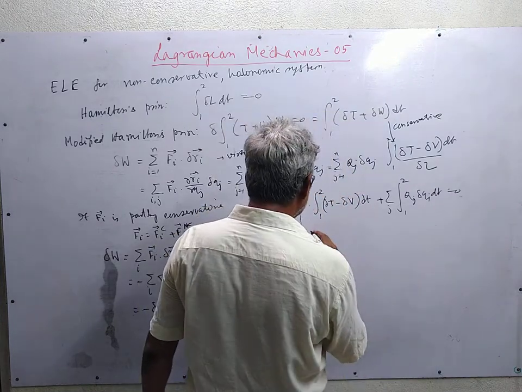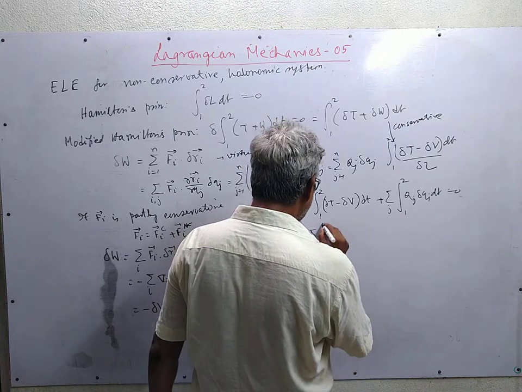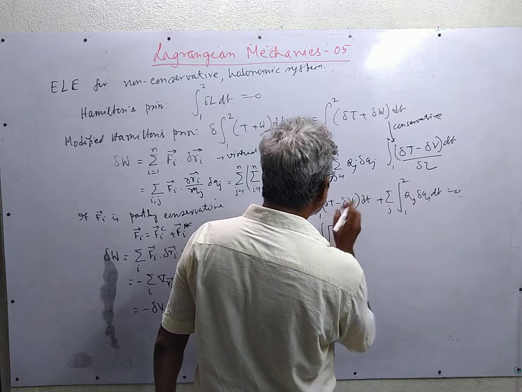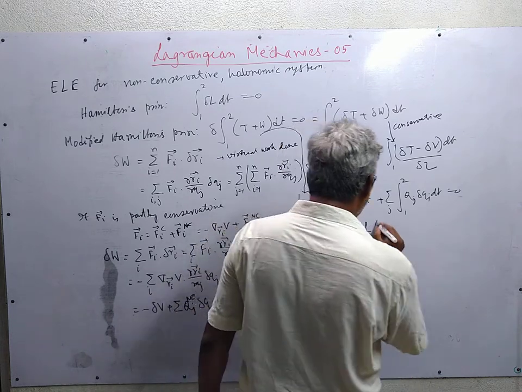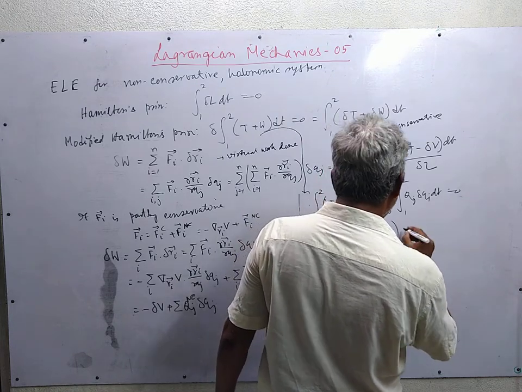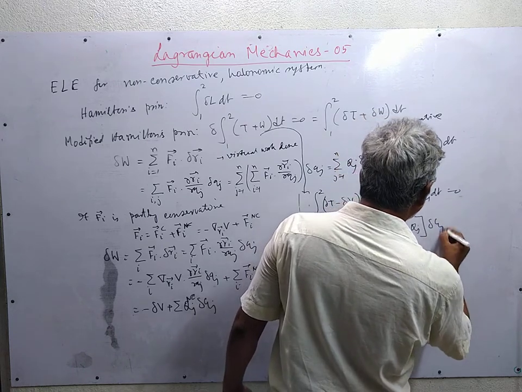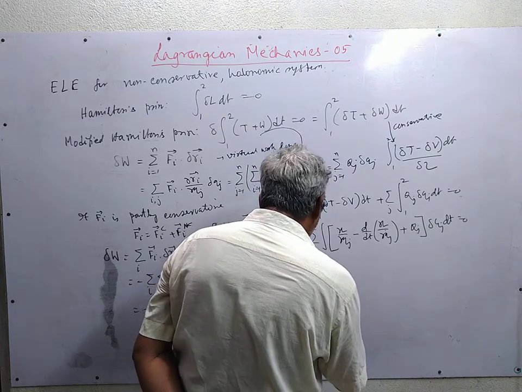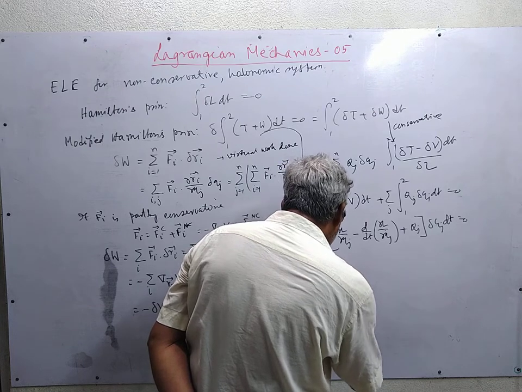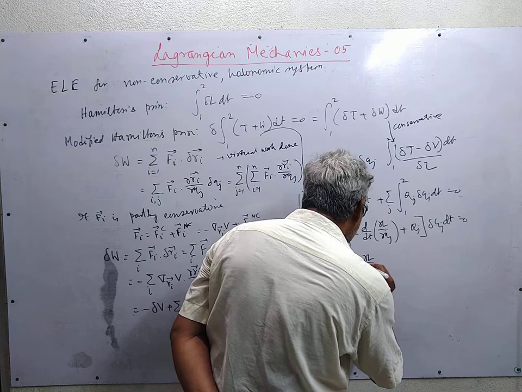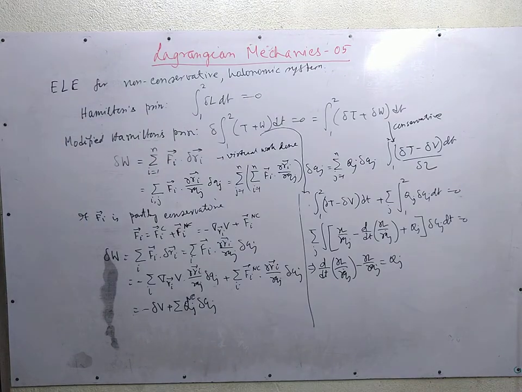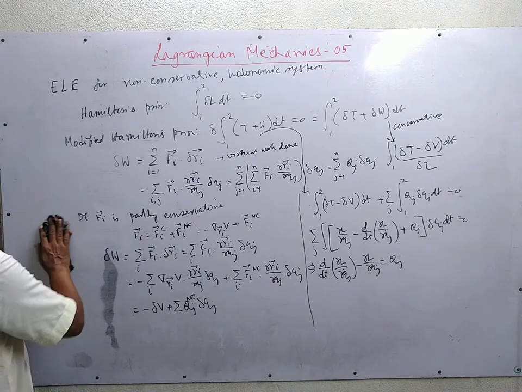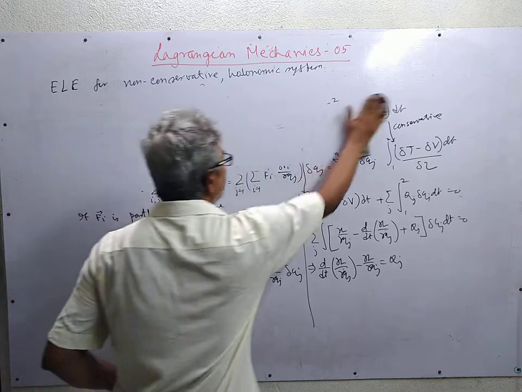So what we get ultimately, this is summation over j, integration. From this part we get ∂L/∂Qj minus d/dt of ∂L/∂Q̇j plus Qj, delta Qj dt is equal to 0, which leads to the Euler-Lagrange equation as d/dt of ∂L/∂Q̇j minus ∂L/∂Qj is equal to Qj. So in this case we have obtained three different types of expression for the Euler-Lagrange equation. Let me write them side by side. There are three different versions of Euler-Lagrange equation.